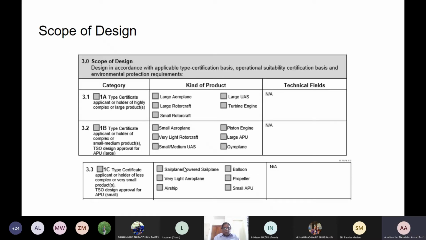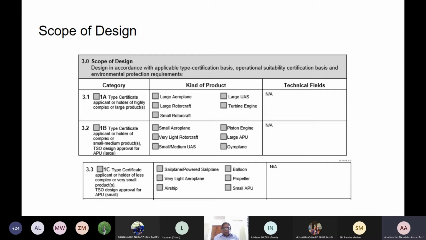And then what is the scope of approval? So the scope of approval for DOA is 1, 2, and 3. 1 is type certificate. The new product is under type certificate. 2 is for the STC and modification. 3 is minor mod and minor modification. So we are focused on 1 because this is type certificate. And then there are A, B, and C. A, B, and C is the complexity of the products.